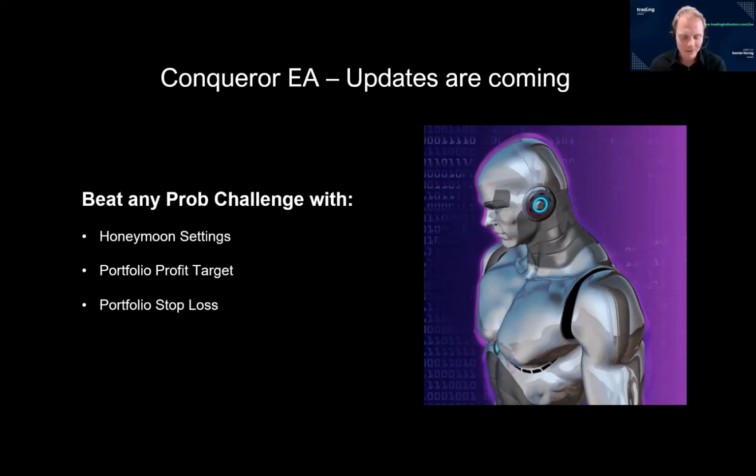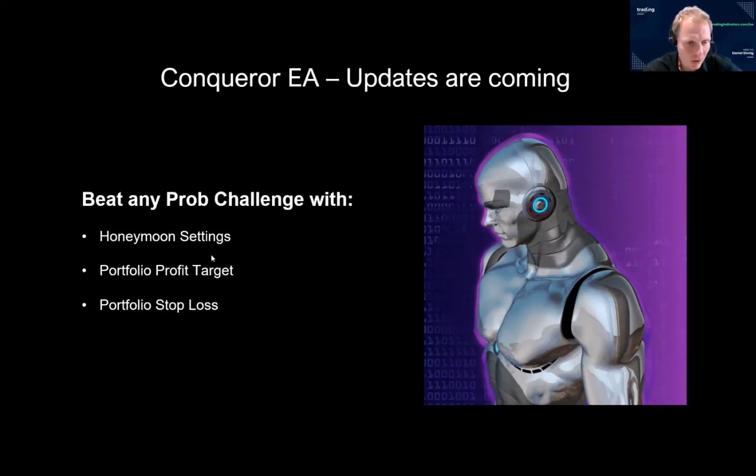And we've taken all this feedback to heart, and we're about to release 3 groundbreaking changes to it. We're going to have what we call honeymoon settings, because there was one observation that the EA tends to work really, really well in the first couple of weeks, and then it may run into some drawdown. Now, the idea is, what if we just reset the EA after the 2 weeks? So it's basically always in the honeymoon phase. So we're going to try this out, and this feature will be released shortly.